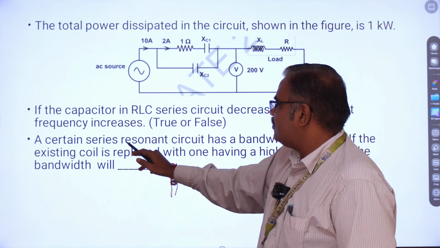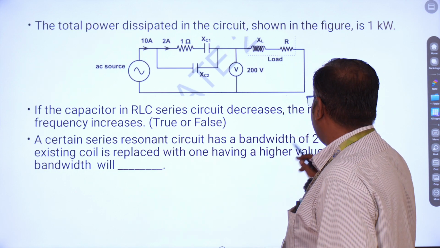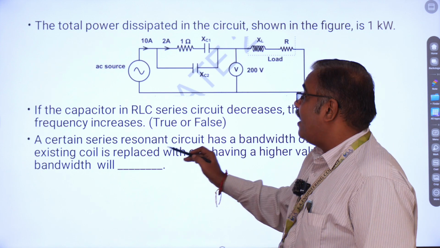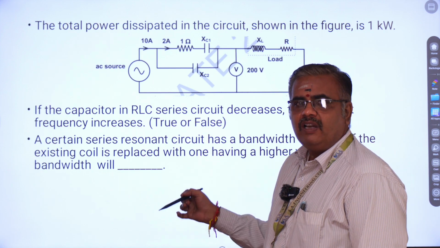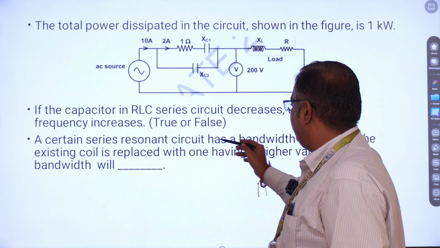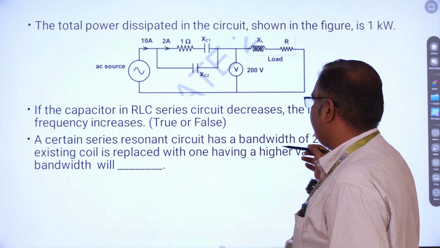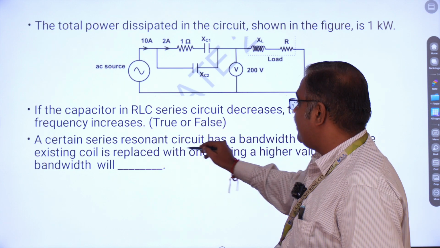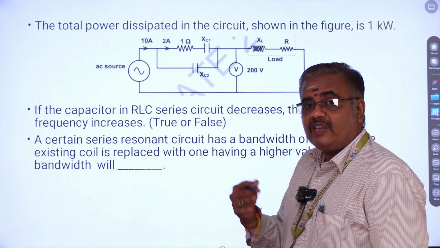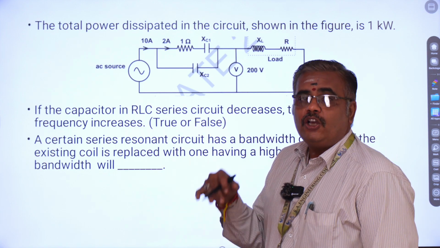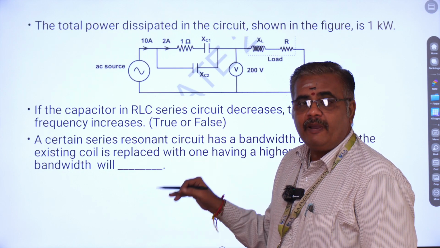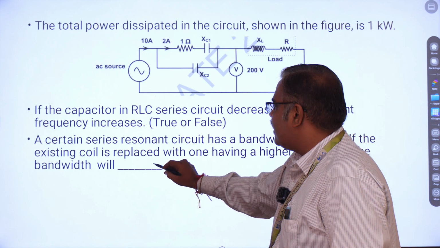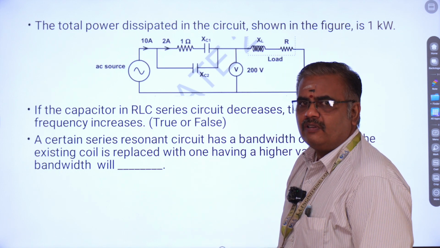Next, a certain series resonance circuit has a bandwidth of 2 kilohertz. If the existing coil is replaced with one having a higher value of Q, the bandwidth will decrease. If the Q value is increasing, obviously the bandwidth will be reducing. We know that Q is equal to FR by bandwidth. So if the bandwidth is increasing, the Q value will be reducing. Therefore, the answer for this is decrease.